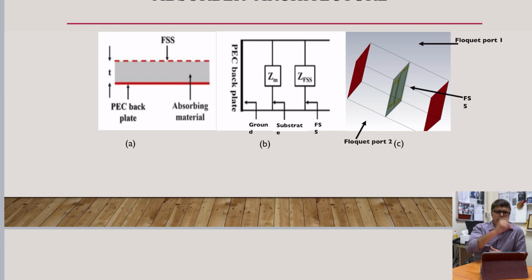Basically, if we see this particular slide, here we have shown the architecture of the absorber. In figure 1, there is an FSS on the top, an absorbing material or substrate in the center, and a PEC or metallic part at the bottom. When the incident electromagnetic wave strikes the FSS or metamaterial structure, it is received.